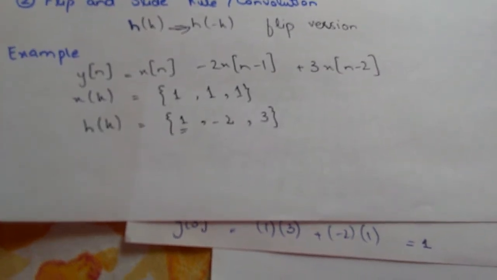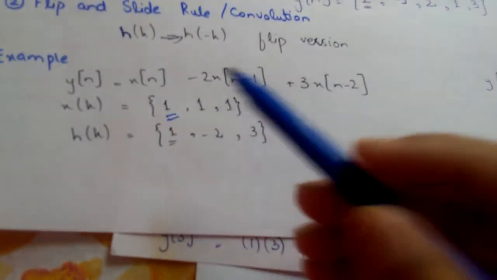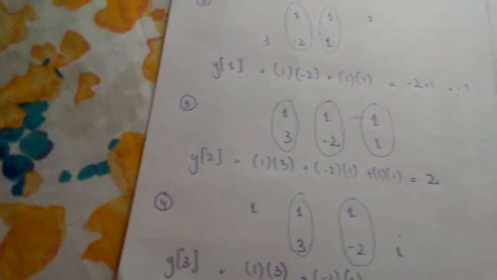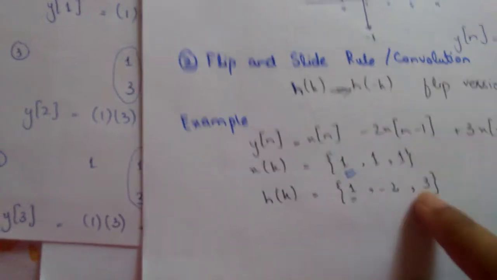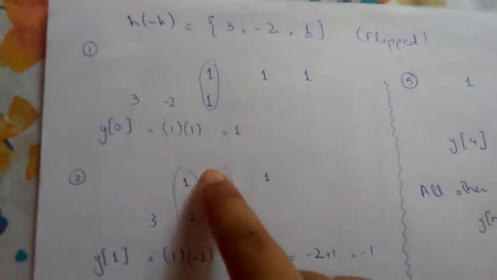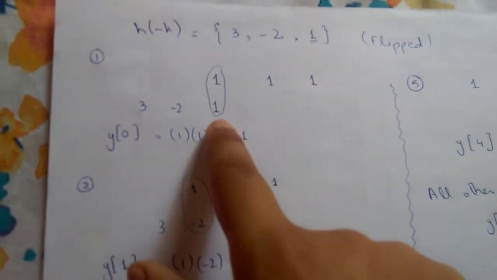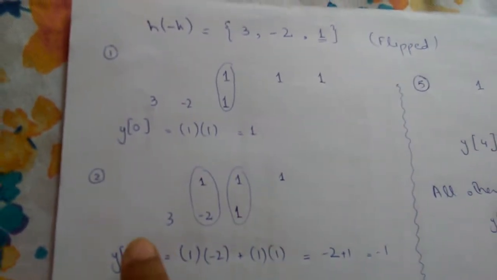X of k is given as 1 1 1. This is for 0 index, so I write a double line. And h of k is 1 minus 2 and 3. The same example is given. For h of minus k, I flip the whole thing. As we know, h of k is 1 minus 2 and 3. I flip it, 1 remains at the same point and the other two are changed, like this, 3 minus 2 1, flipped. I write x of n in the first line and h of minus k below. At 0 index only 2 are overlapped, so I multiply them.